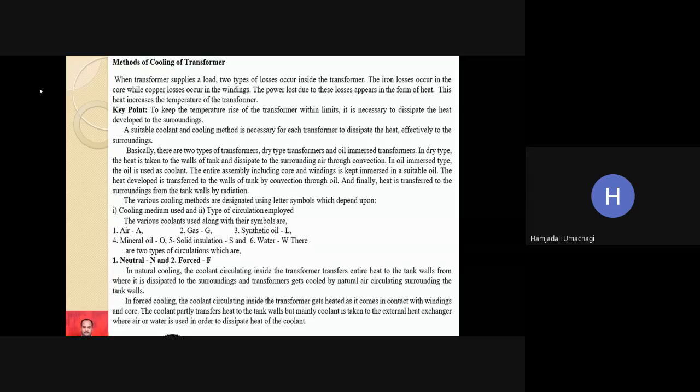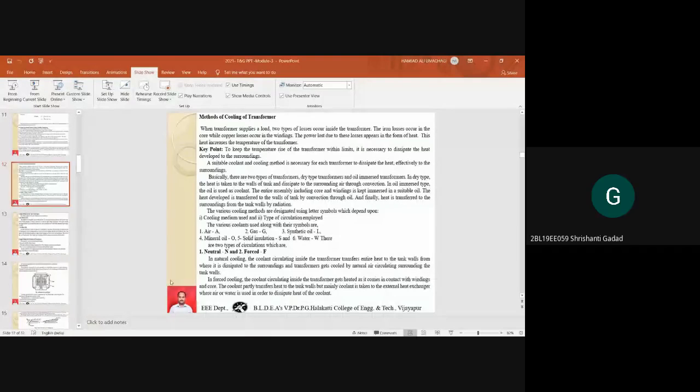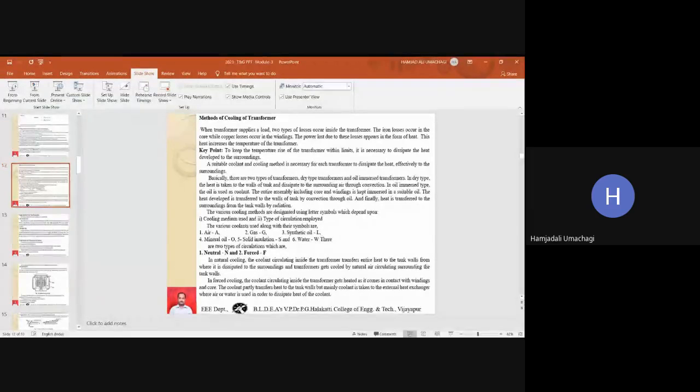Can anybody answer my question now? Yes. Why is cooling necessary? Why is cooling necessary for transformers?